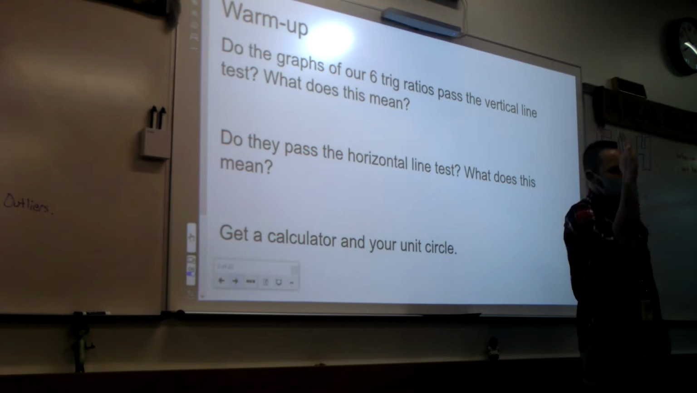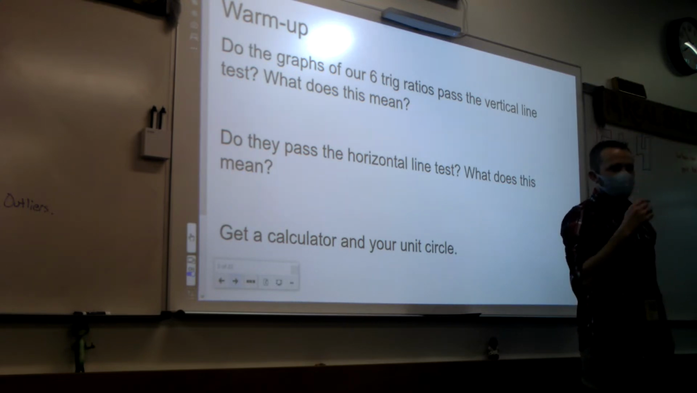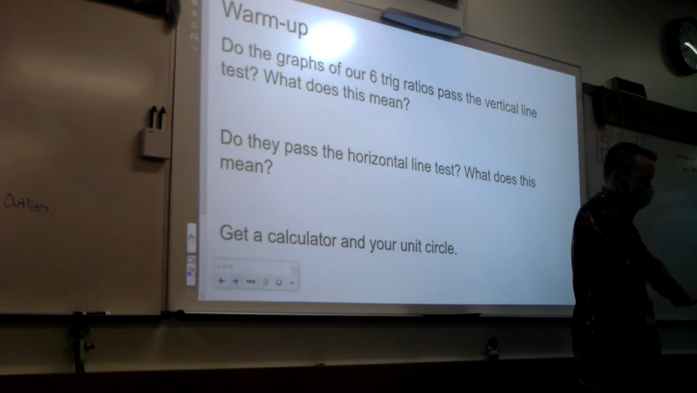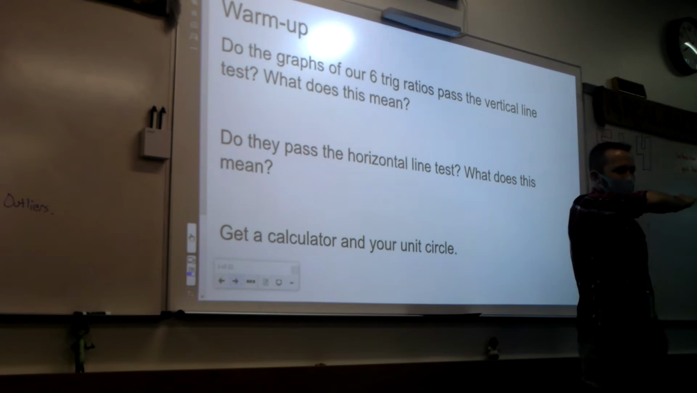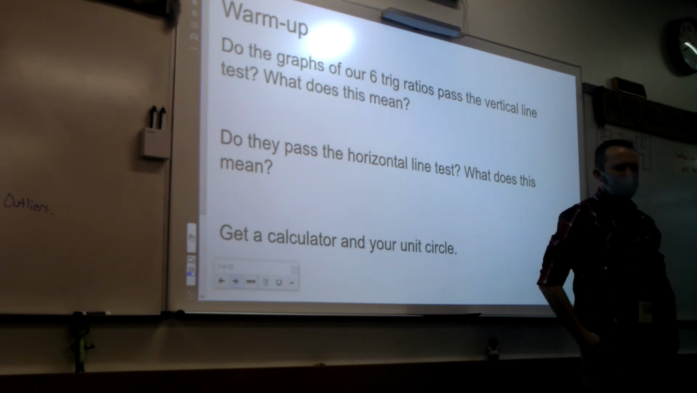For every x, there's no more than one y. That's what it means. But does this pass the horizontal line test? If I were to scan it this way, it fails. What does that mean? Think back to earlier this year when we talked about the horizontal line test. If it passes a vertical line test, it's a function. If it passes a horizontal line test, what? Do you remember?